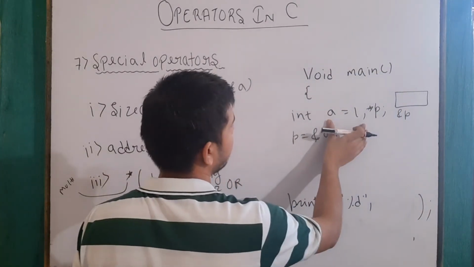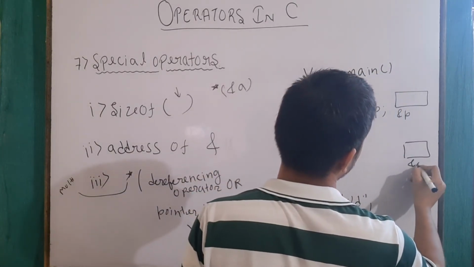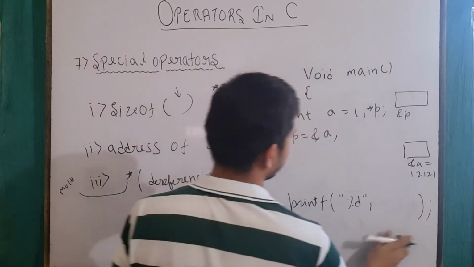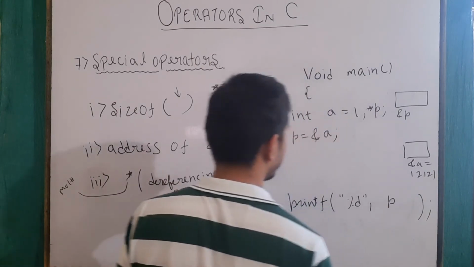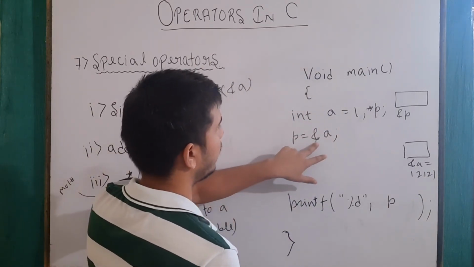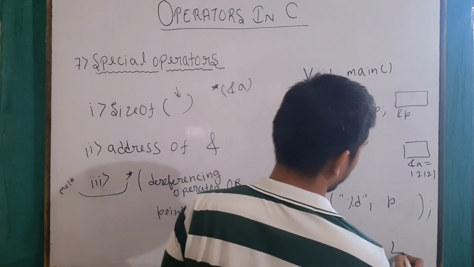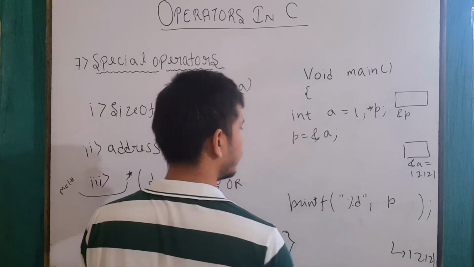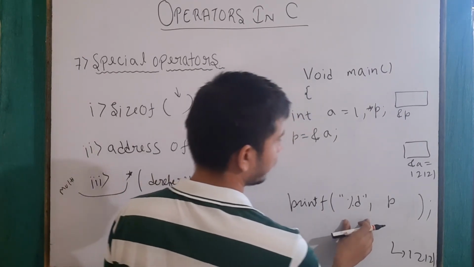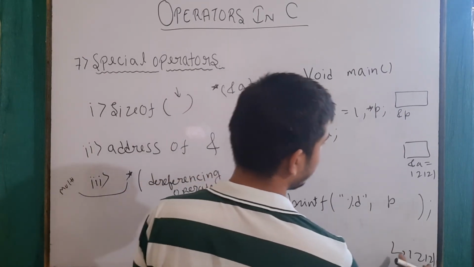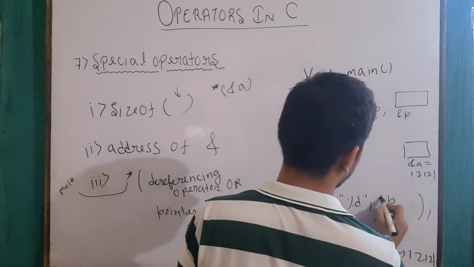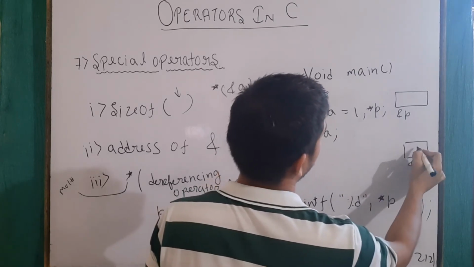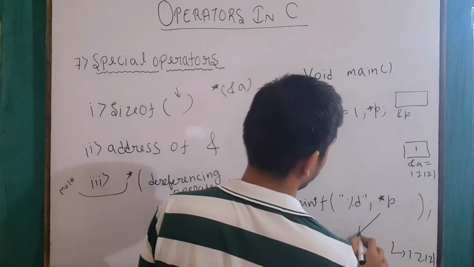Now let's consider that &a was 12121. This was the address. If I ask what will be printf of %d p, it will give me the address of a, which will be 12121, or we can also write %u, whatever you like. Then if I want to dereference this address, I will use the asterisk. So what is present at this address? The value of a, which is 1. So now the output will be 1.